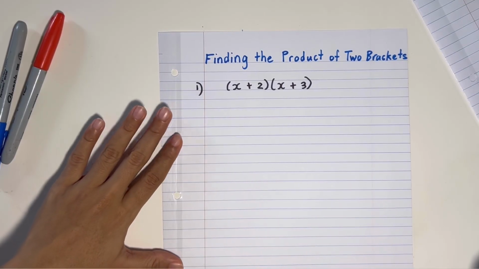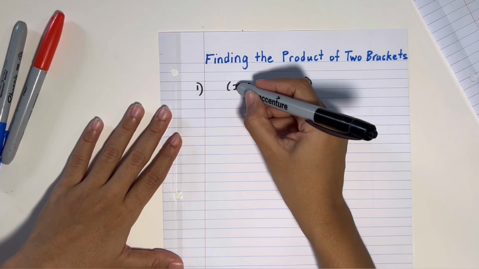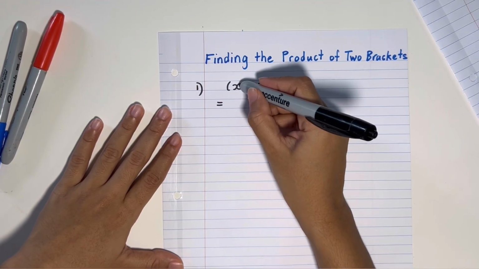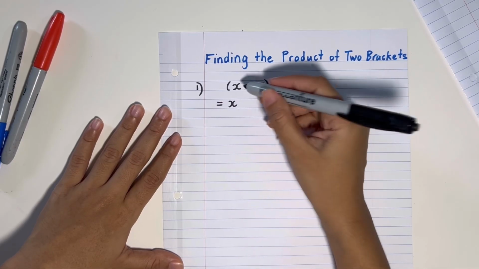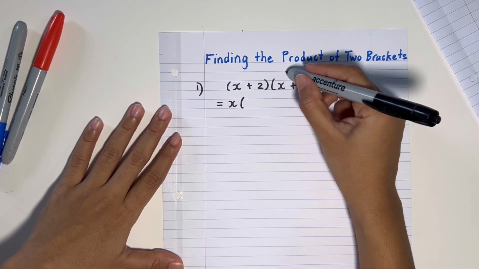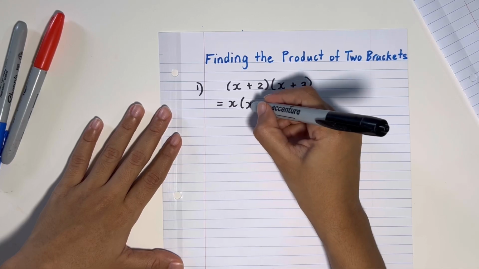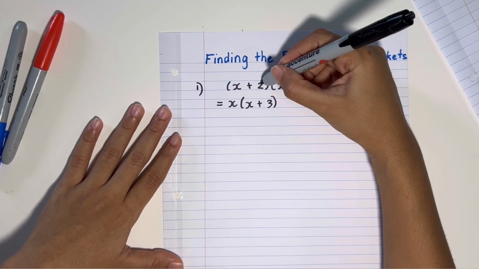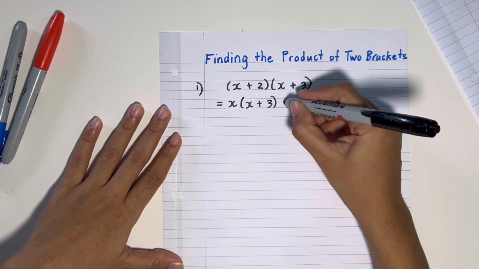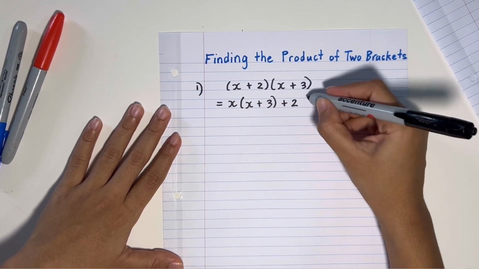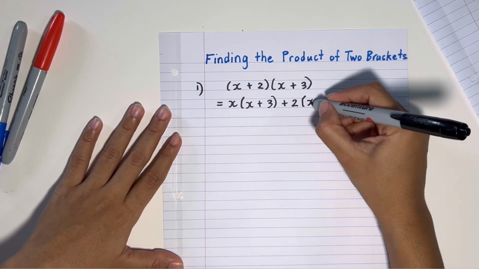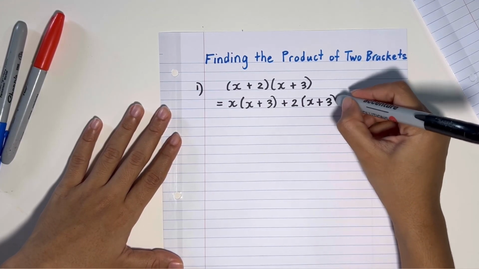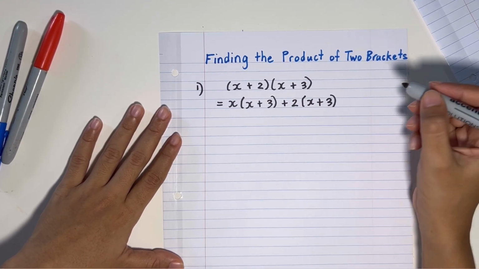The first one is where you take the first term from the first brackets, which is x in this case, and you multiply it by the entire second bracket, which is x plus 3. And then you take the second term from the first bracket, which is plus 2, and you multiply that by the entire second bracket, x plus 3, right?